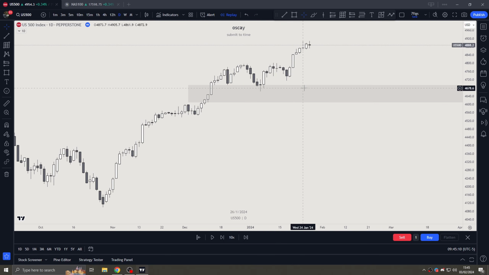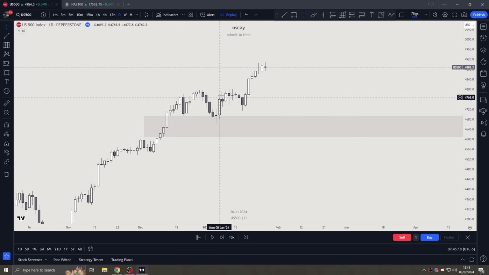We go to the daily. What do we see? We tapped into the weekly fair value gap right here. Then we displaced up, leaving a fair value gap here. We tap it and then we fly up again. What does that mean? That we're going up. Simple as. So we took this high right here and then we're going up.